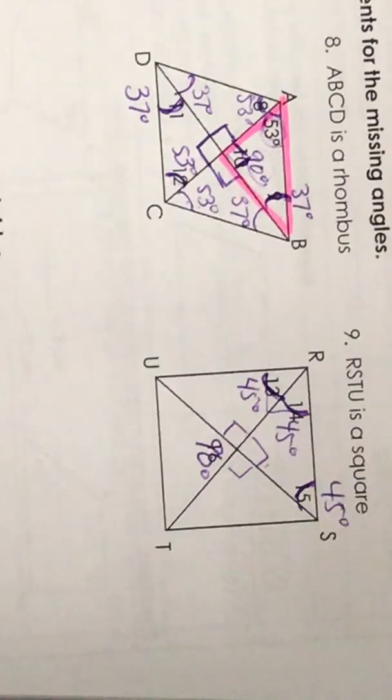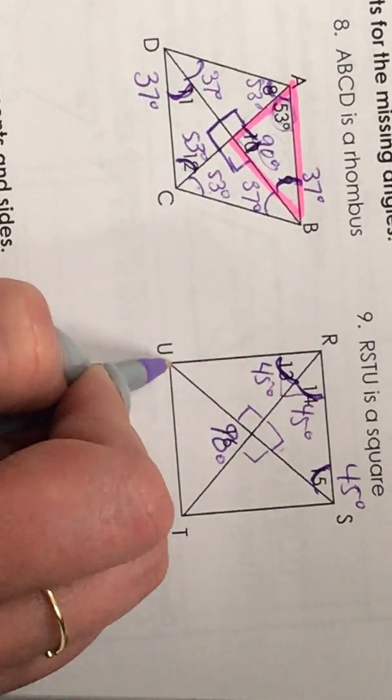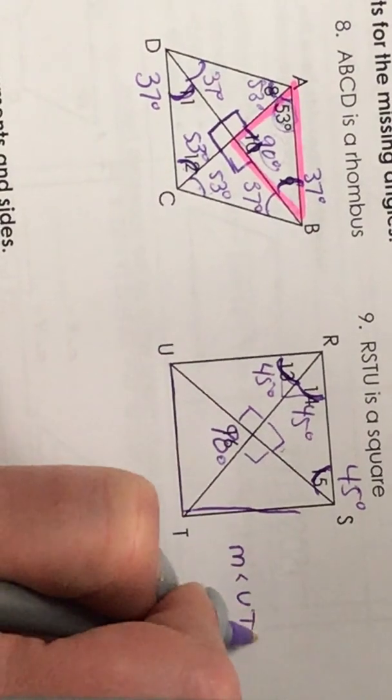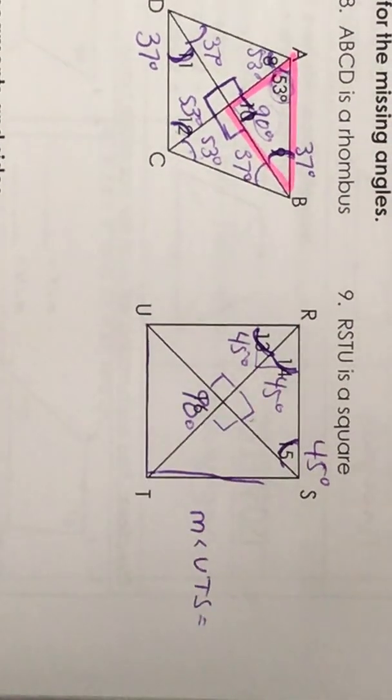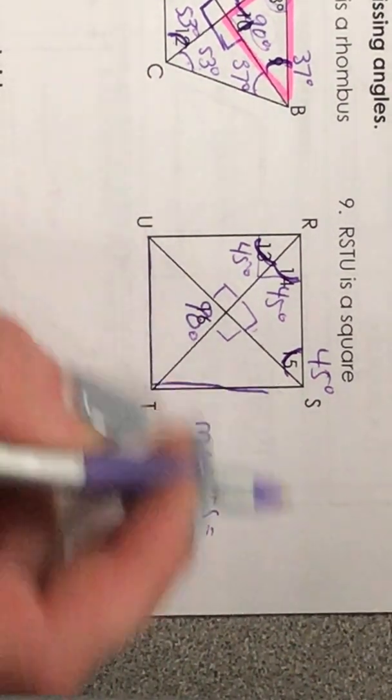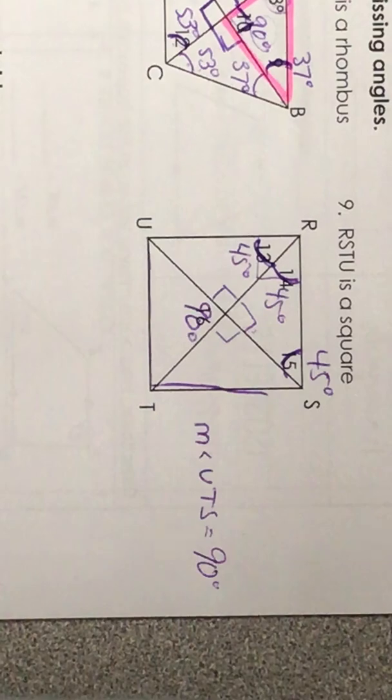If on a quiz I asked you for the measure of angle UTS, that's asking you to put the entire corner together. Angle UTS is 90 degrees.